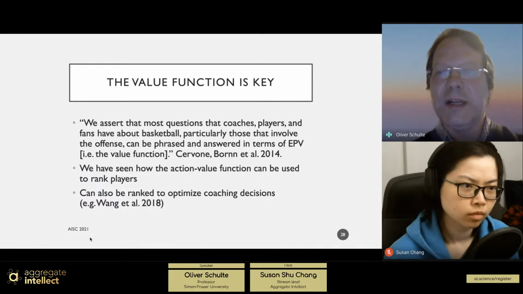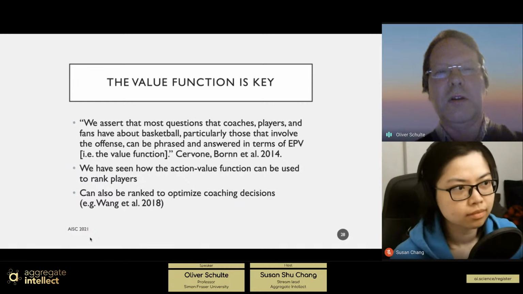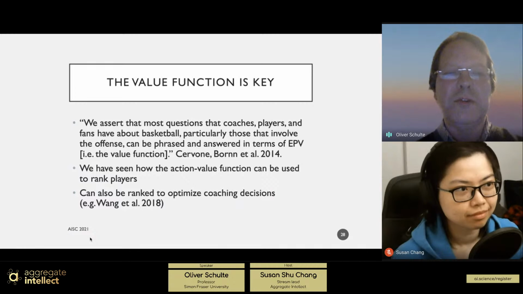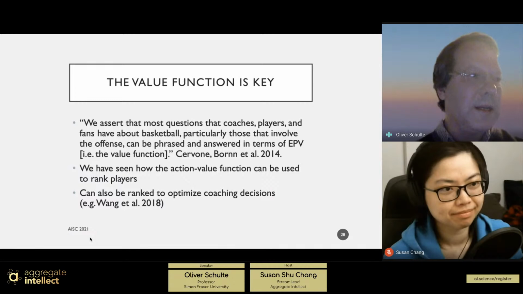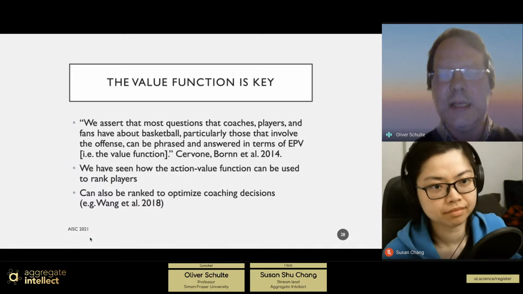So one example of how to use the value function I just gave, you can use it to rank players. You can also use it, applied to optimize coaching decisions. It was a nice paper from a group at Ann Arbor at Sloan 2018. I can talk more about that. Okay, so let me conclude.